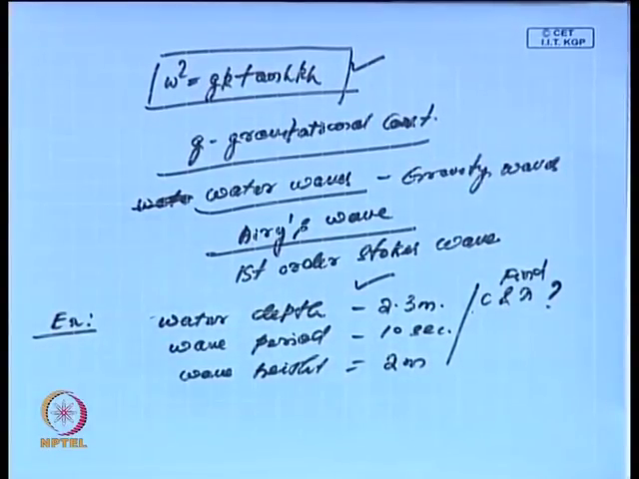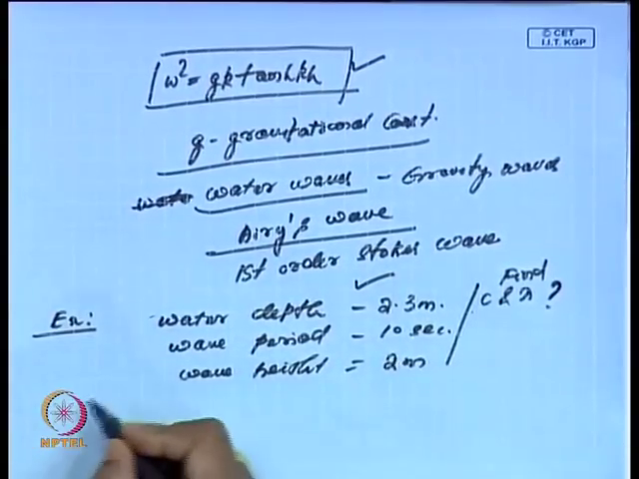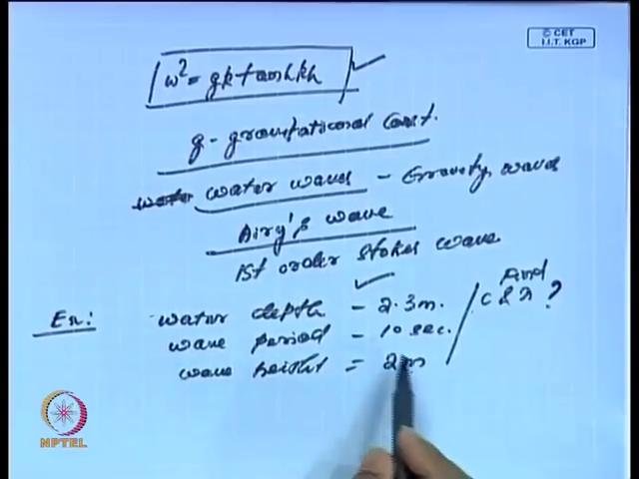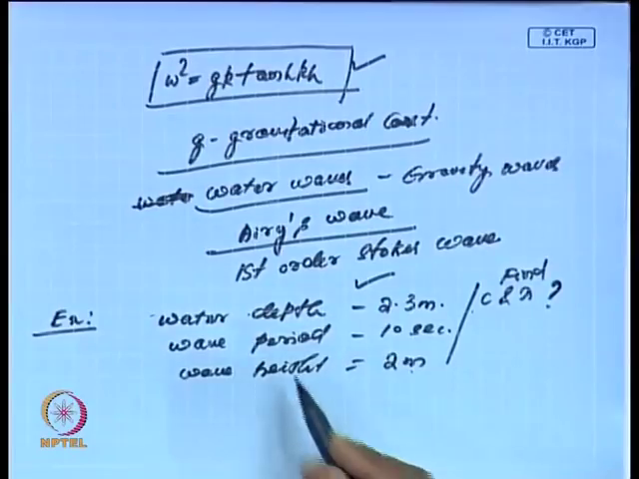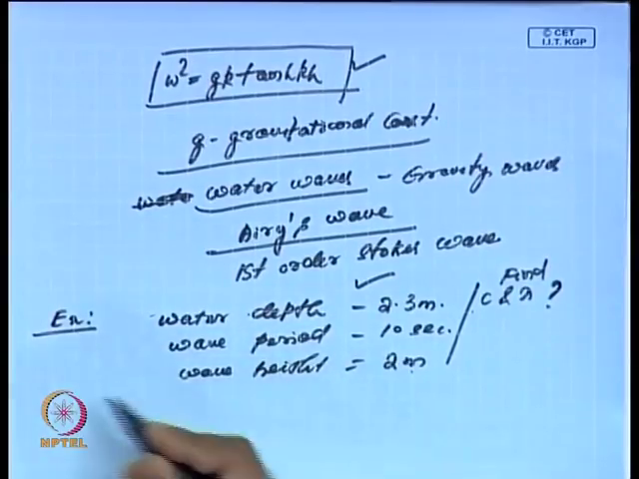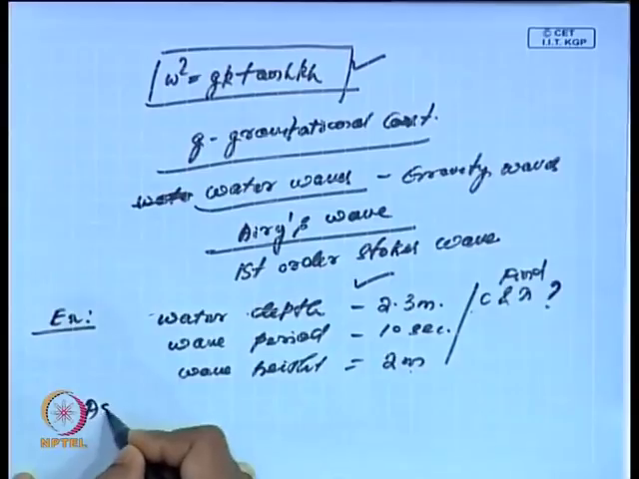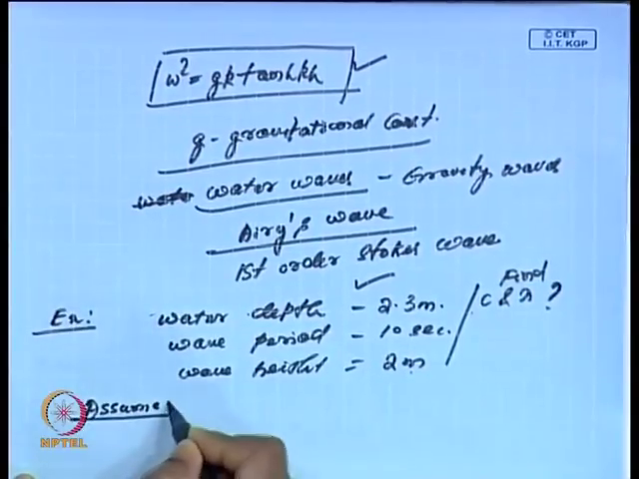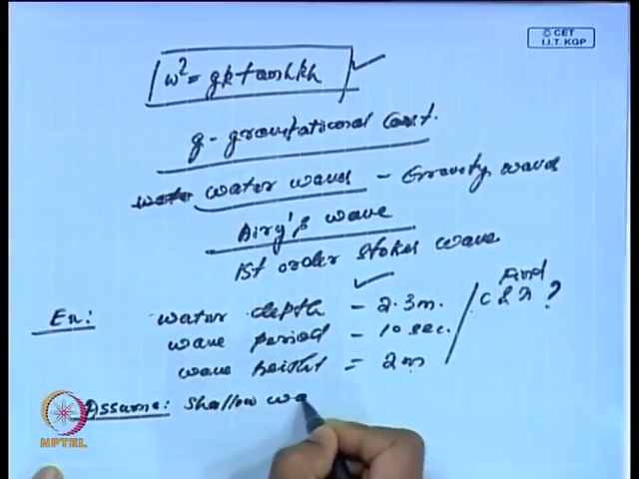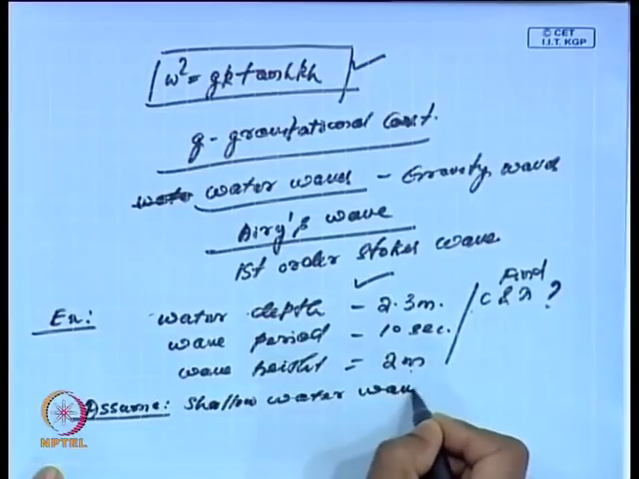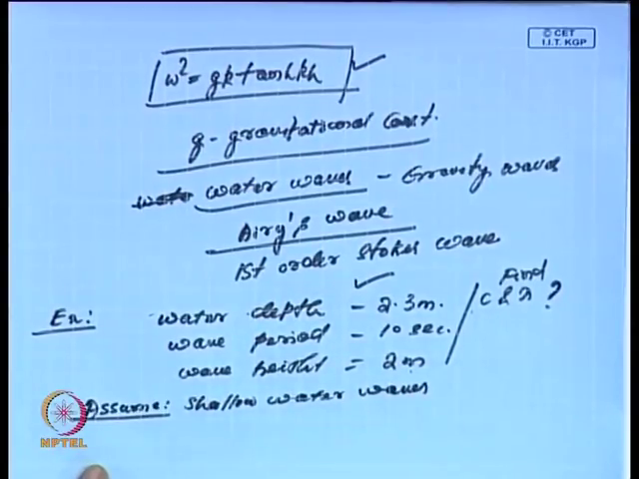To do that, what will I say? The water depth is very small. Because I have a wave height of 2 meter, whereas the water depth is 2.3 meter, I must have a wave whose depth is similar to the wave height. So I just assume that it is the case of shallow water waves. If I assume the case of shallow water waves, then what will happen?